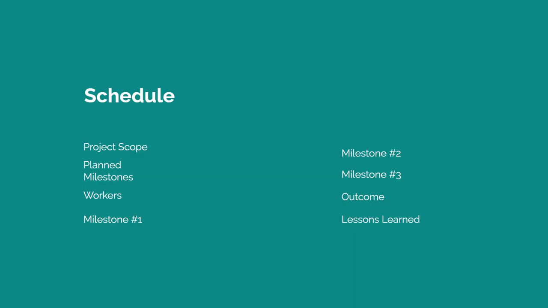So for the general schedule of this presentation, first we will discuss the project scope and what we were looking at for the project itself. Then we'll talk about the four important milestones that were laid out. Then we'll briefly discuss the workers that I have at my disposal, and then looking into the project more in-depth, we'll talk about each of the milestones, the process it took to get there, and any important things that came up. Afterwards, we'll talk about the outcome and how the project wrapped up, and then finally end with the lessons learned from the project.